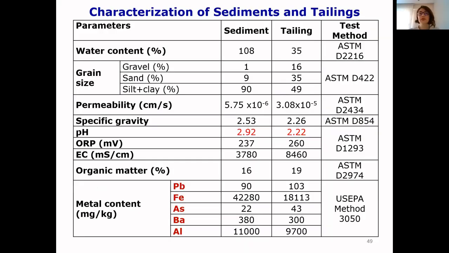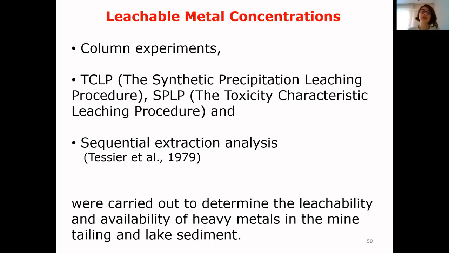In this project also we characterized the sediments and tailings. And we had similar results. For example, pH values were very low, and also electrical conductivity values were very high. Our metals were lead, iron is very high, arsenic, and barium, aluminum also were very high. But we studied only lead and iron in that project.